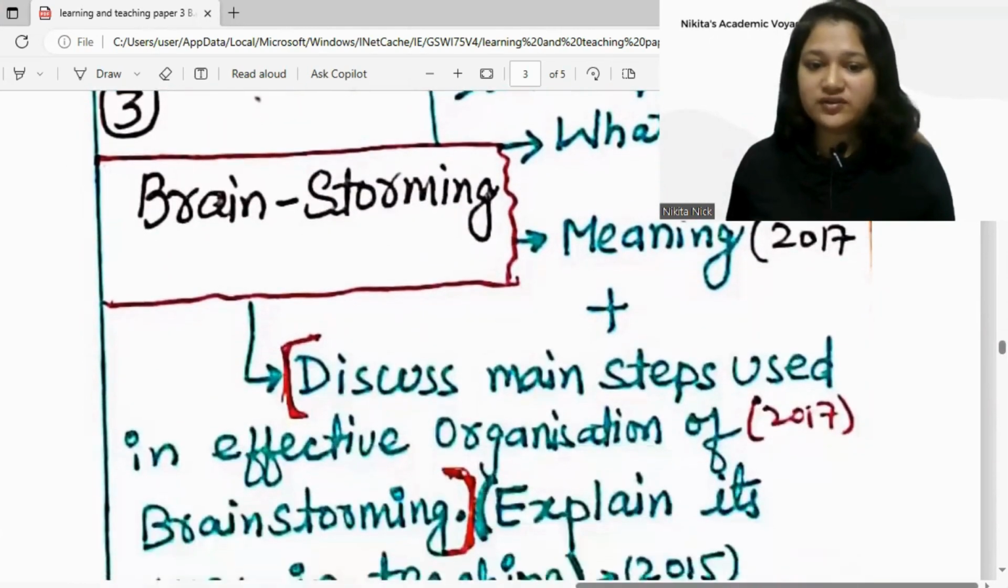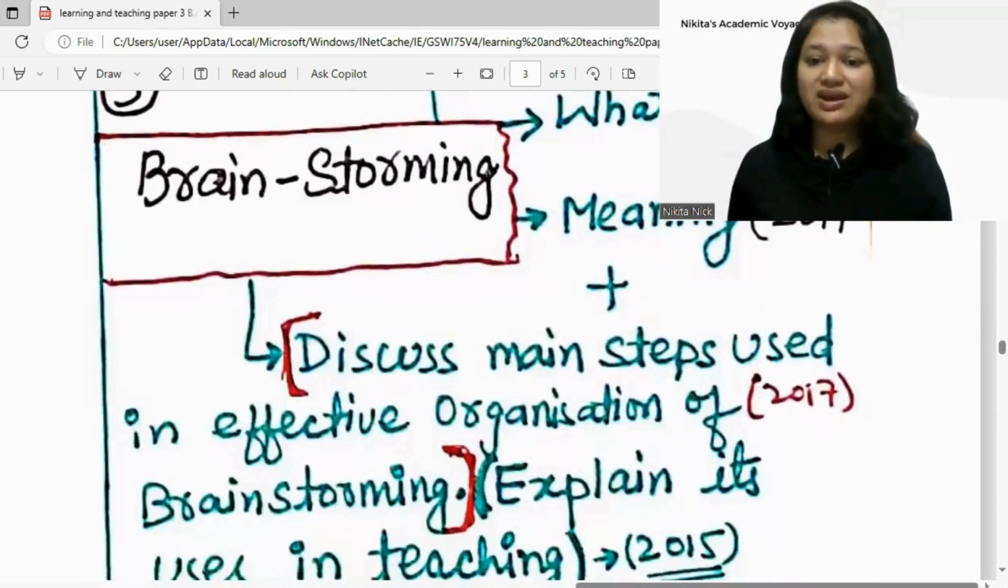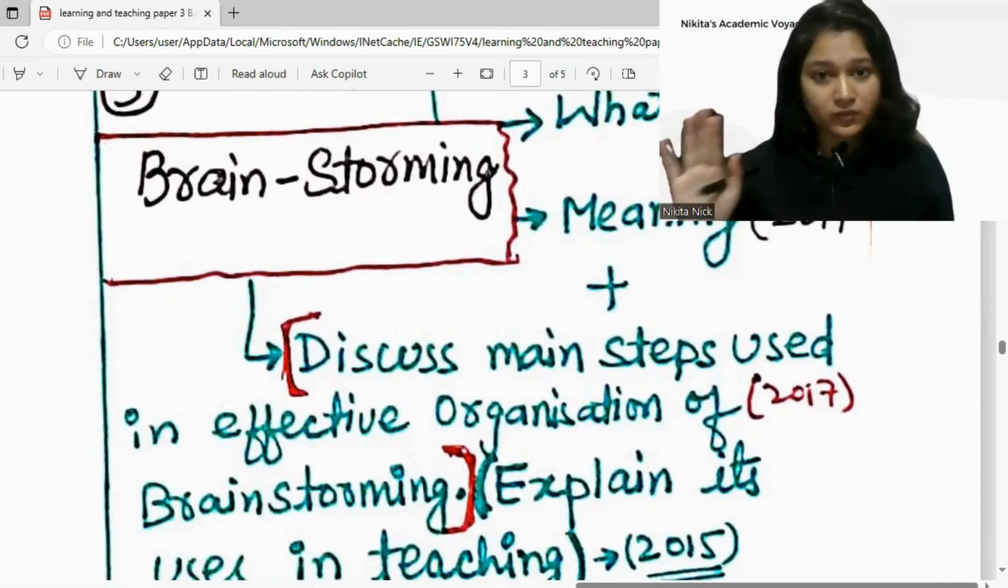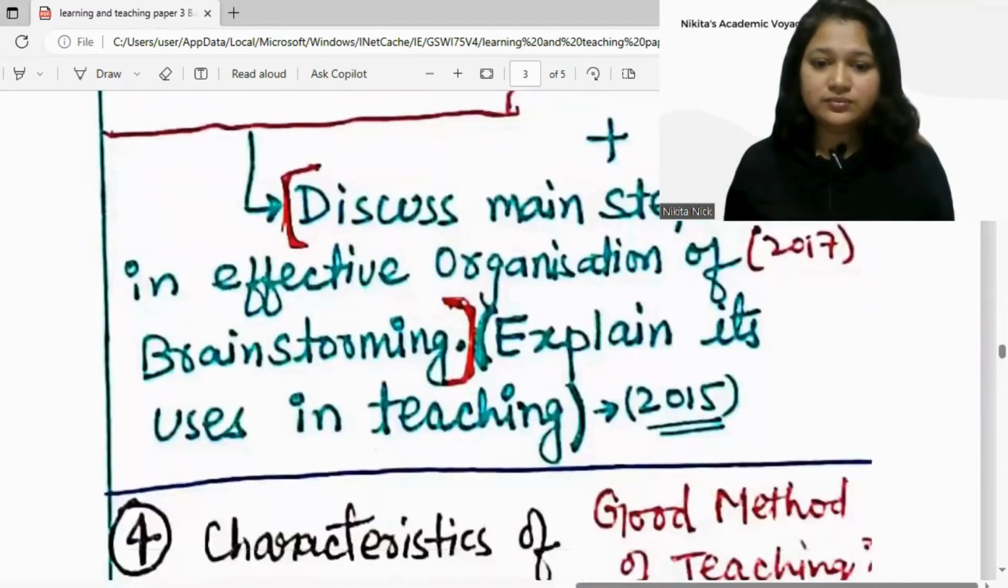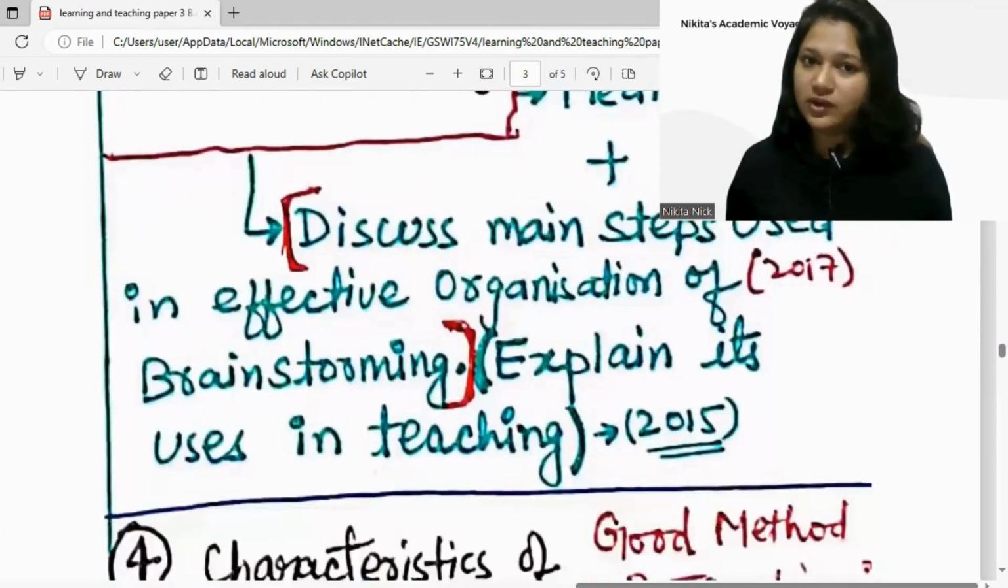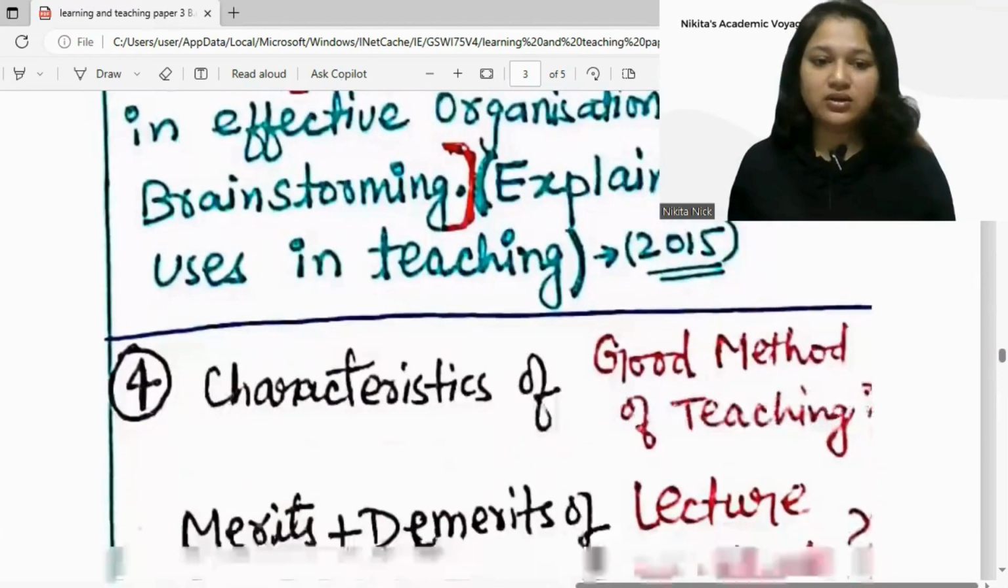And one more question related to brainstorming is discuss main steps used in effective organization of brainstorming. Main steps which are used in the effective, better way of organization of brainstorming. And explain its uses in teaching. So it's all about brainstorming, 2015 and 2017.